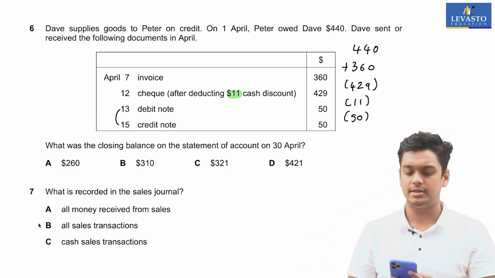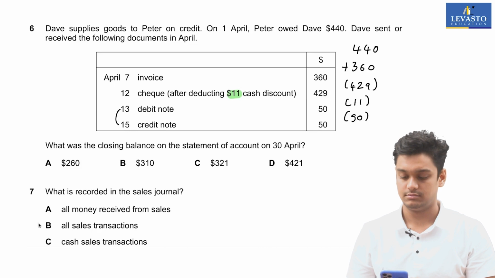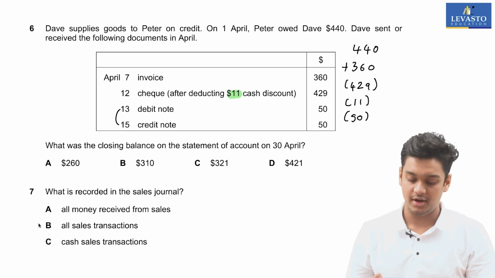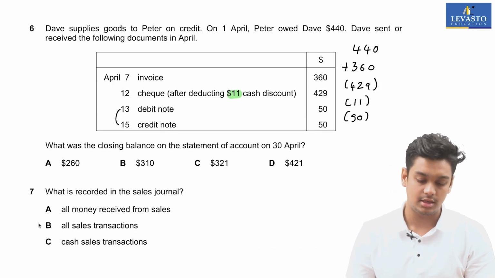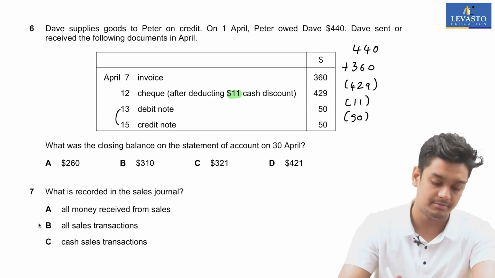So now let's get the answer. 440 plus 360 minus 429 minus 11 minus 50, that will give you 310. And the answer is B. The answer is B.